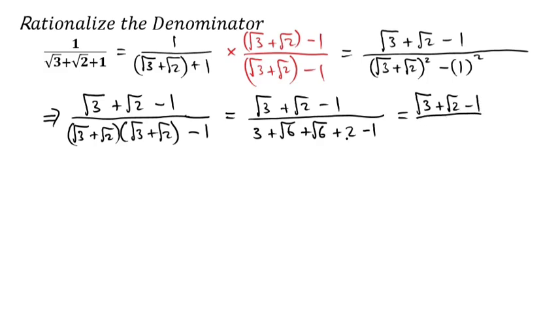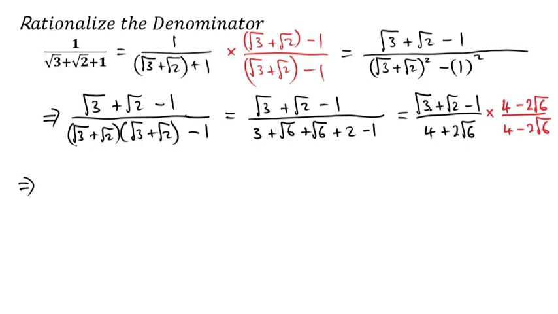So this is equal to root 3 plus root 2 minus 1 divided by, like terms, 3 plus 2, that's 5, minus 1, that is 4. Root 6 plus root 6 is 2 root 6. So I have to rationalize again by multiplying by the conjugate of the denominator, which in this case is 4 minus 2 root 6. Same thing again, 4 minus 2 root 6. So let's expand.